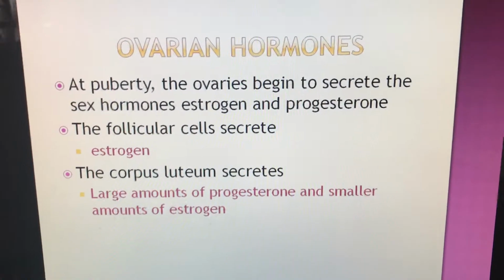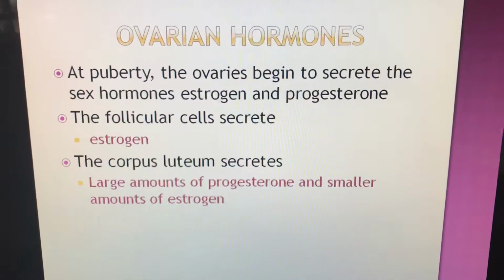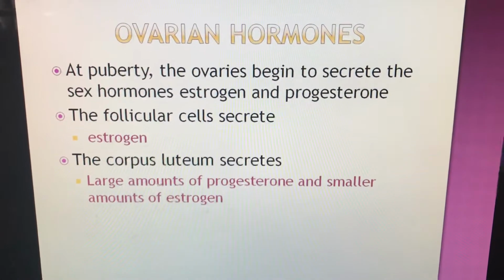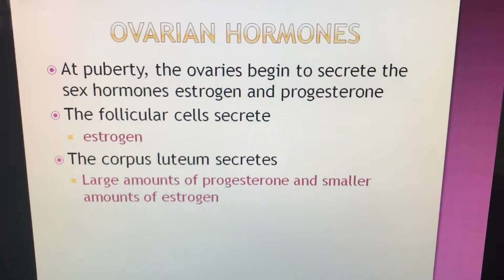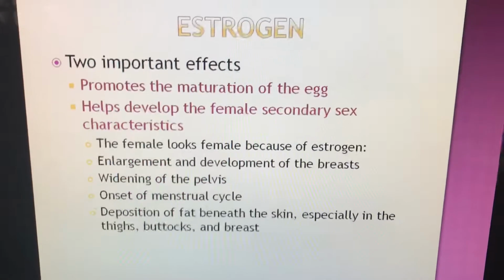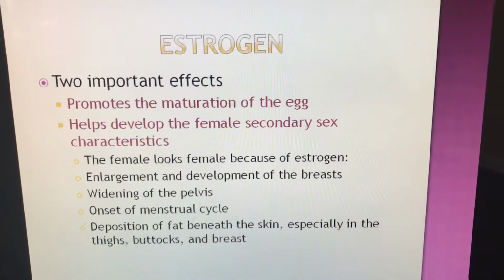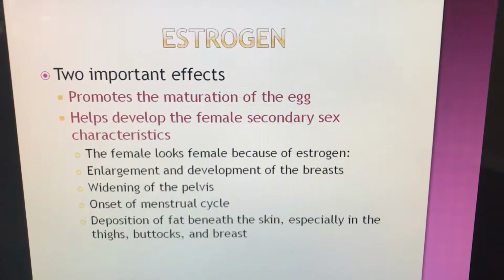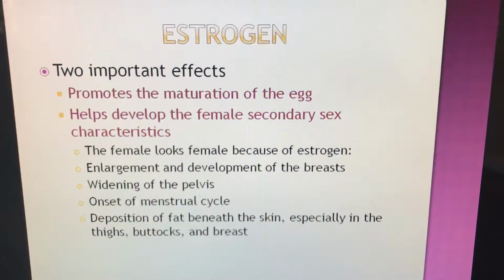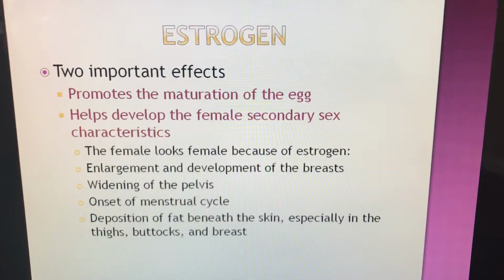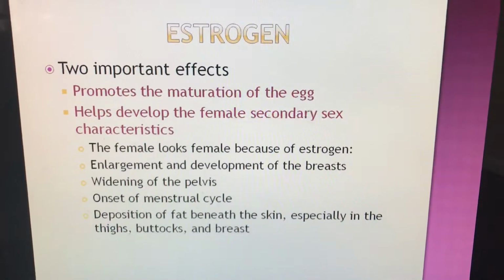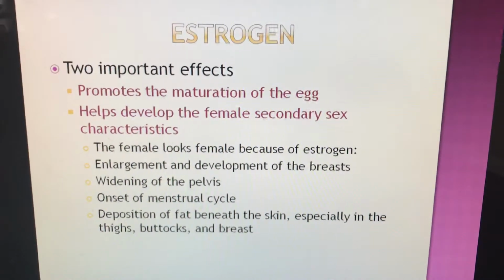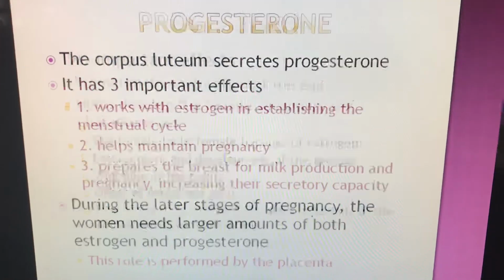Ovarian hormones. So at puberty, the ovaries begin to secrete the hormones estrogen and progesterone. The follicular cells secrete estrogen, and the corpus luteum secretes large amounts of progesterone and smaller amounts of estrogen. Estrogen has 2 important effects. It promotes the maturation of the egg, and it helps develop the female secondary sex characteristics. So the female looks female because of estrogen, so that includes enlargement and development of the breast, widening of the pelvis, onset of menstrual cycle, deposition of fat beneath the skin, especially in the thighs, buttocks, and breast.